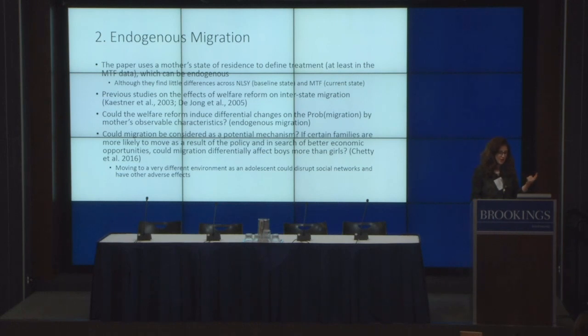And it reminds me about the paper on the Moving to Opportunity, right? So depending on the age at which children migrated, there were differential effects. So children who migrated in adolescence experienced more adverse effects, that was associated with a disruption in the social networks and some adverse effects in other dimensions.